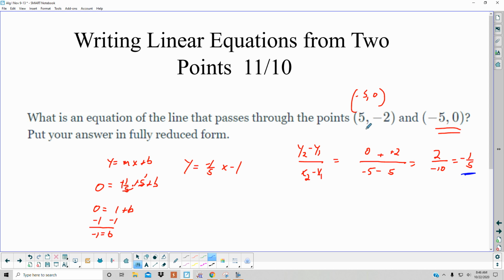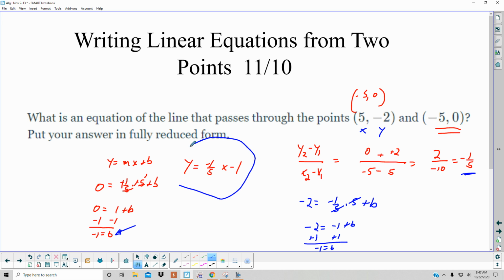If you had picked this point, just sometimes it's good just to have believability. That's still your slope, and that's your x, and that's your y. So I'm going to fill in what I know. -2 is equal to, so the slope was -1/5 times 5 plus b. The 5's cancel, and you're left with -2 is equal to -1 plus b. Add the 1 to both sides, and you get -1 is equal to b, which is what we found using the other point. Okay, so it doesn't matter which point you pick, you'll still get the same answer.